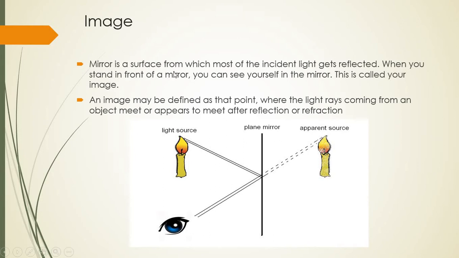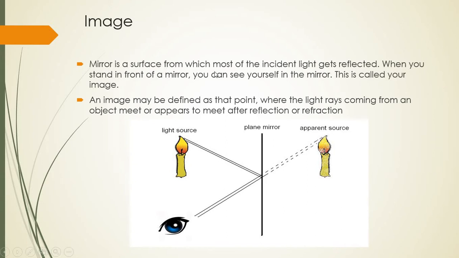A mirror is a surface from which most of the incident light gets reflected. As we have studied, a mirror has a smooth and highly polished surface. It is highly reflective, regular reflection is possible there, and it is able to make an image. We are able to see our image in a mirror.